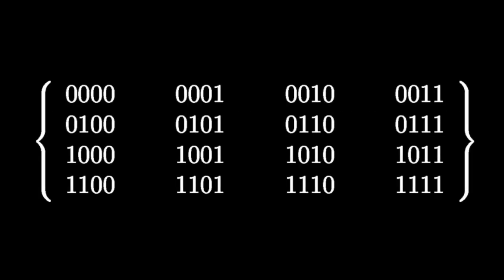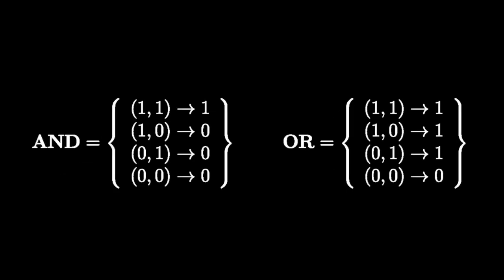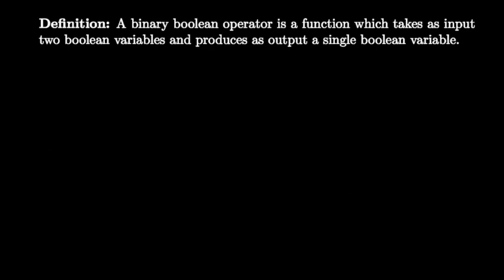I'd like to explain a cute trick I discovered to literally write truth tables as non-negative integers in base 2 in their natural order, and how to count the total number of all possible functions which take as input n Boolean variables and produce as output a single Boolean variable. If this doesn't make sense to you at this point, then don't worry. The purpose of this video is to explain all of this, and hopefully by the end it will all make perfect sense. Let's begin with the following definition.